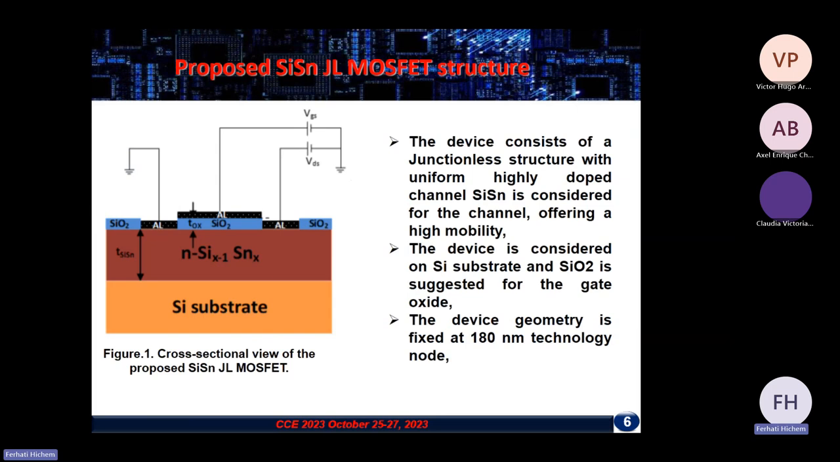This figure shows the device structure, where we can see that the device consists of a junctionless structure with a uniform, highly doped channel. Silicon tin is considered, offering a high mobility. Also the device is considered with a silicon substrate and silicon dioxide as the gate oxide layer. The device geometry is fixed at 118 nanometer technology node.